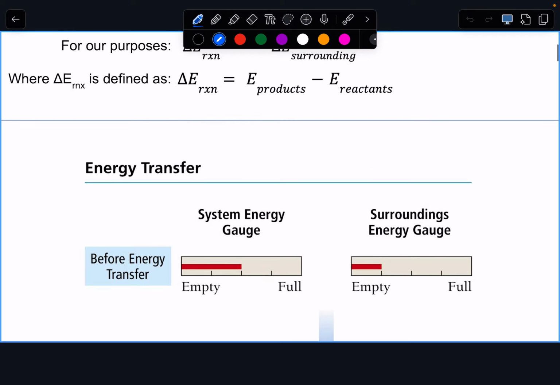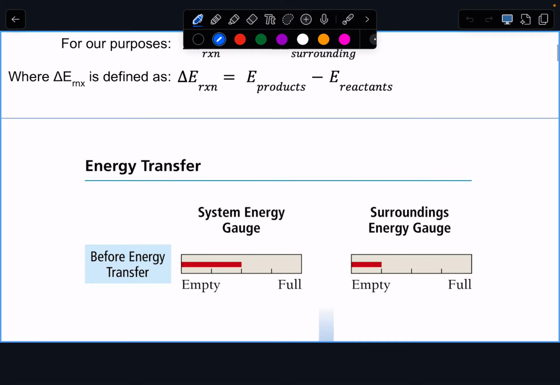So maybe the way I would word this more in a question is, if your system has an energy loss of negative 20 joules, what's the change in energy of the surroundings? It's positive 20. Okay, there's always got to be the exact same value, but an opposite sign.